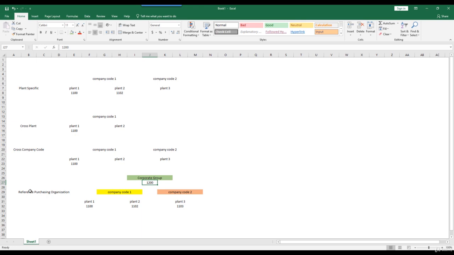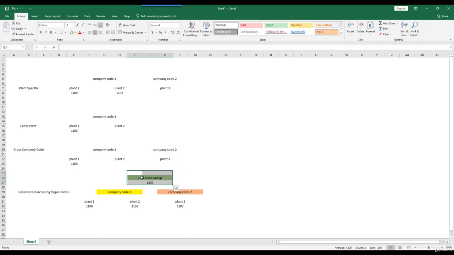Coming to the reference purchasing organization, what will happen? This is also mandatory: creating plant specific or cross plant, whatever it may be, out of these, that is mandatory. Apart from that, we are going to create one purchasing organization at a group level, that is called a reference purchasing organization. So why do we need this purchasing organization? Because we are already creating a purchasing organization at plant level. Let us take, we are creating at a plant level. So why do we need this one?